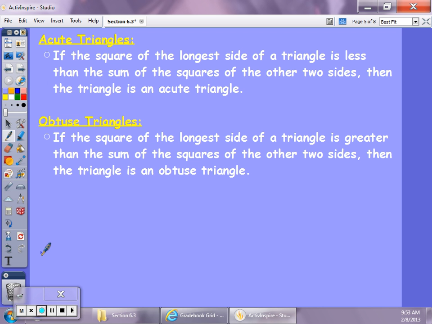The last thing we're going to talk about today is acute triangles versus obtuse triangles. So we know in right triangles, if a squared plus b squared equals c squared, it's a right triangle. For an acute triangle, if the square of the longest side of a triangle is less than the sum of the squares of the other two sides, then the triangle is an acute triangle. For an obtuse triangle, if the square of the longest side of the triangle is greater than the sum of the squares of the other two sides, then the triangle is an obtuse triangle.